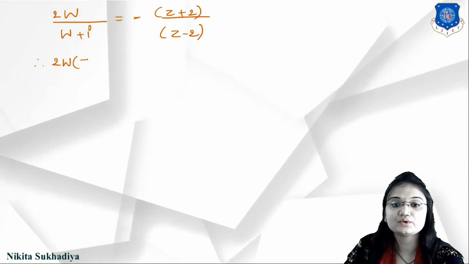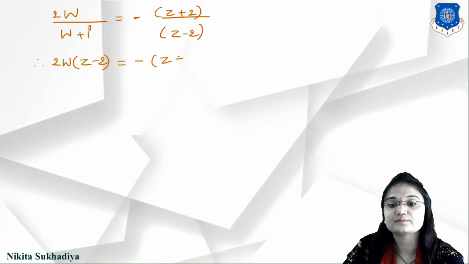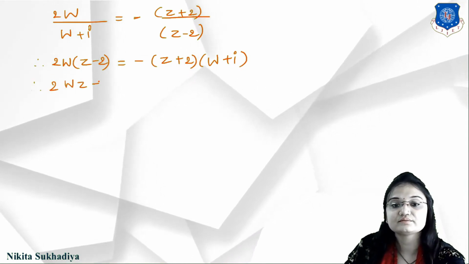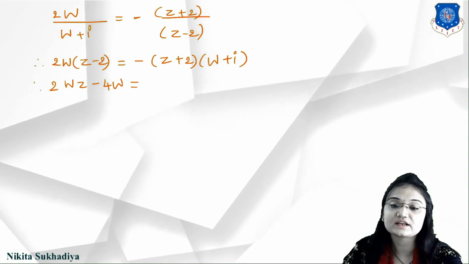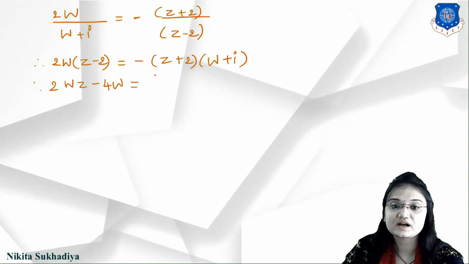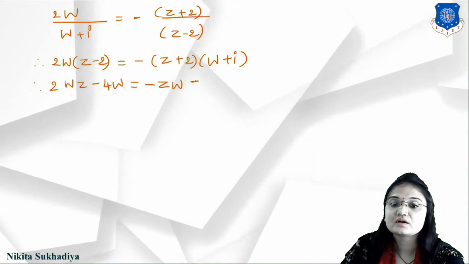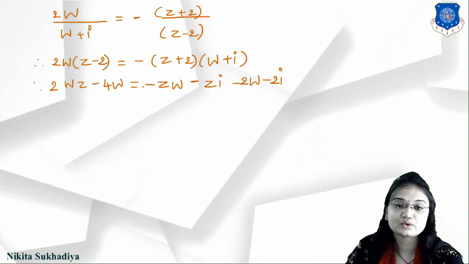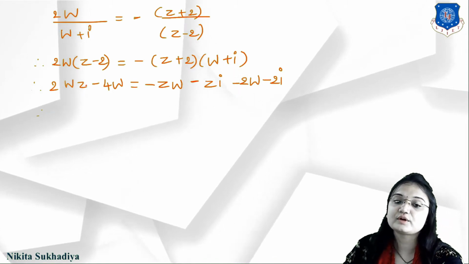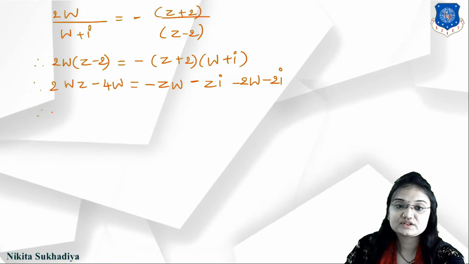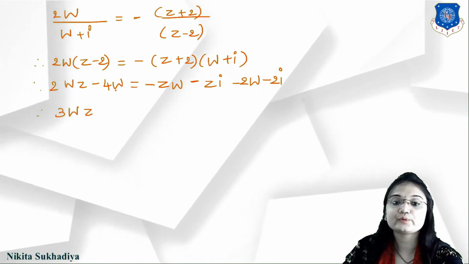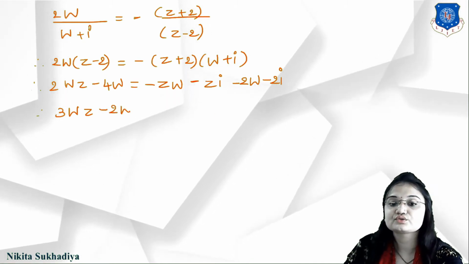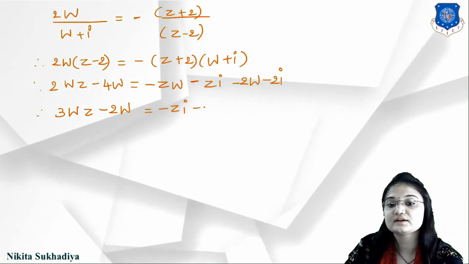So this will become 2w into z minus 2 is equal to minus z plus 2 into w plus i. So this will become 2wz minus 4w is equal to, by taking the negative sign and solving these brackets, minus zw minus zi minus 2w and minus 2i. Here we have 2wz and here minus zw, so this will become wz. Here we have minus 4w and here minus 2w, so by taking it here, this will become minus 2w is equal to minus zi minus 2i.